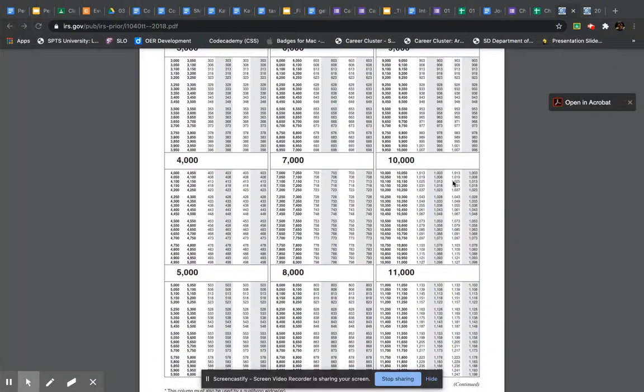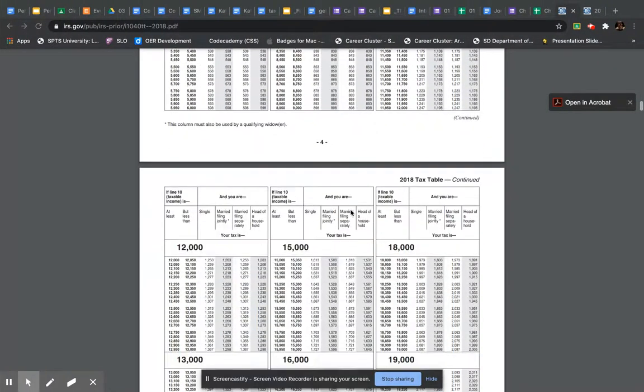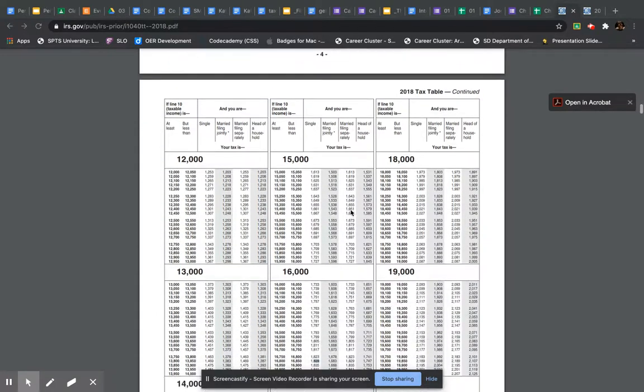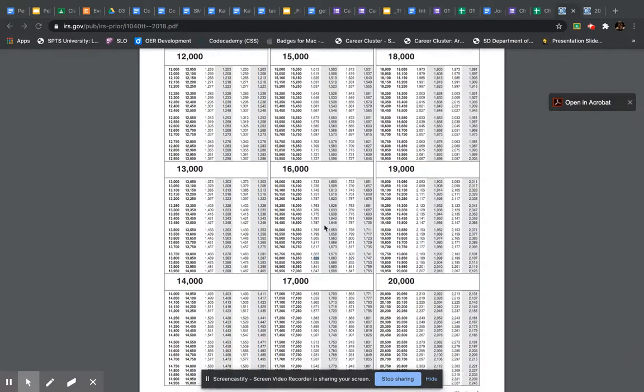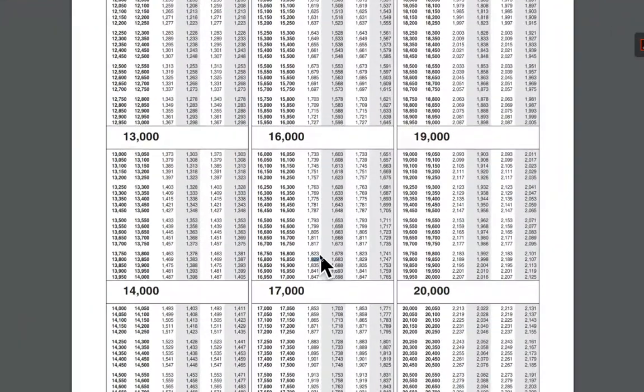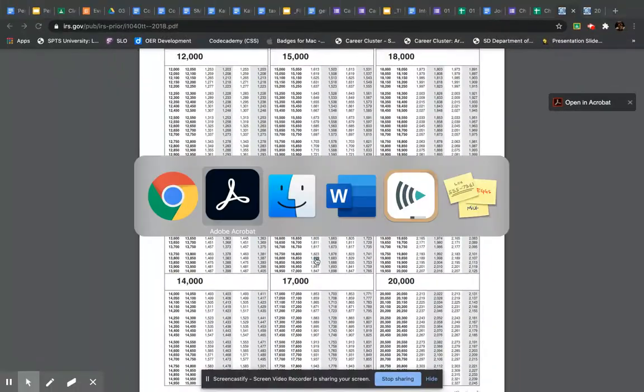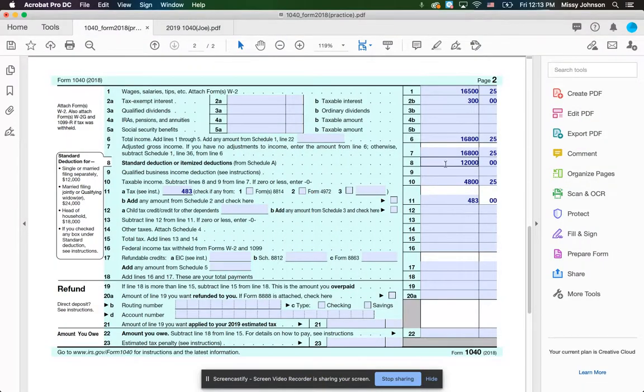So box 11, 483. Essentially what's happening is, instead of getting taxed on 16,800, we're only getting taxed on 4,800. If we were going to get taxed on 16,800, we would pay over $1,800 in taxes. So that's where it's important we have this deduction. Line 12, we're not going to have anything for tax credit. Line 13 says to subtract 12 from 11, which we don't have anything to subtract, so 483.